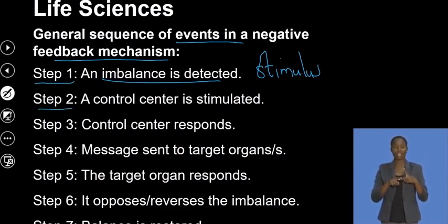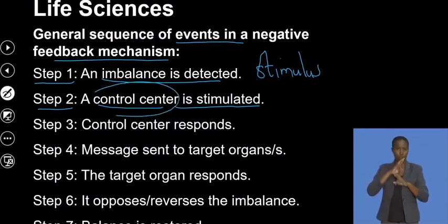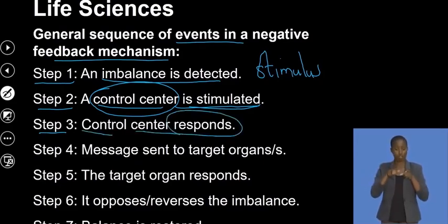The second step is that the control center is stimulated. So that's the response. A control center could be in the brain, it could be an endocrine gland like the pituitary gland. That is then stimulated. The third step would be that the control center responds to that stimulus. The control center will send out an effect. So we spoke about the effect now.